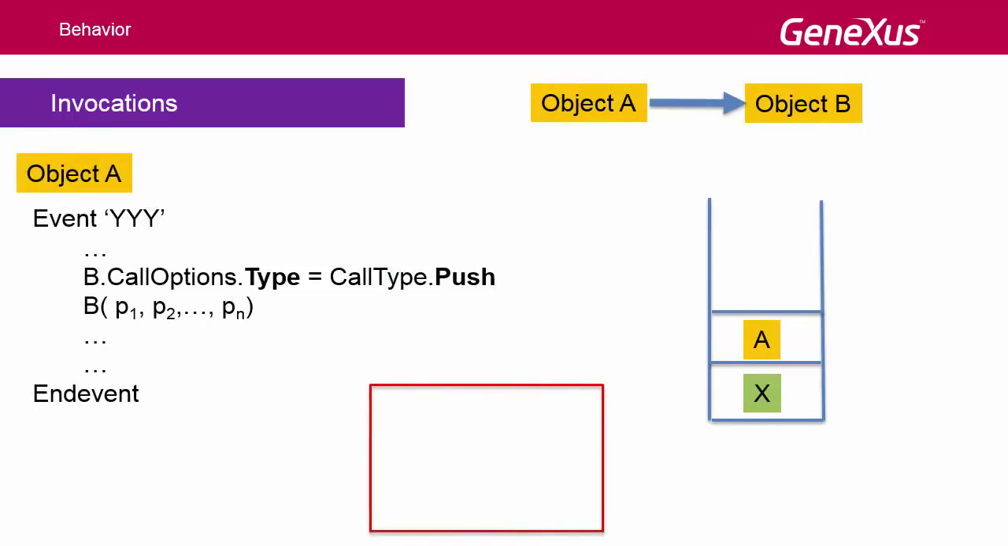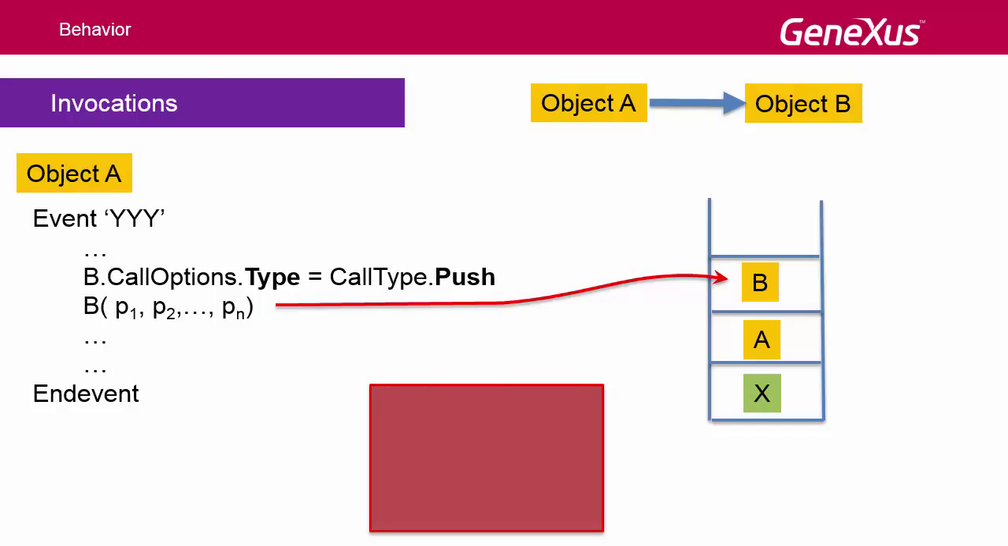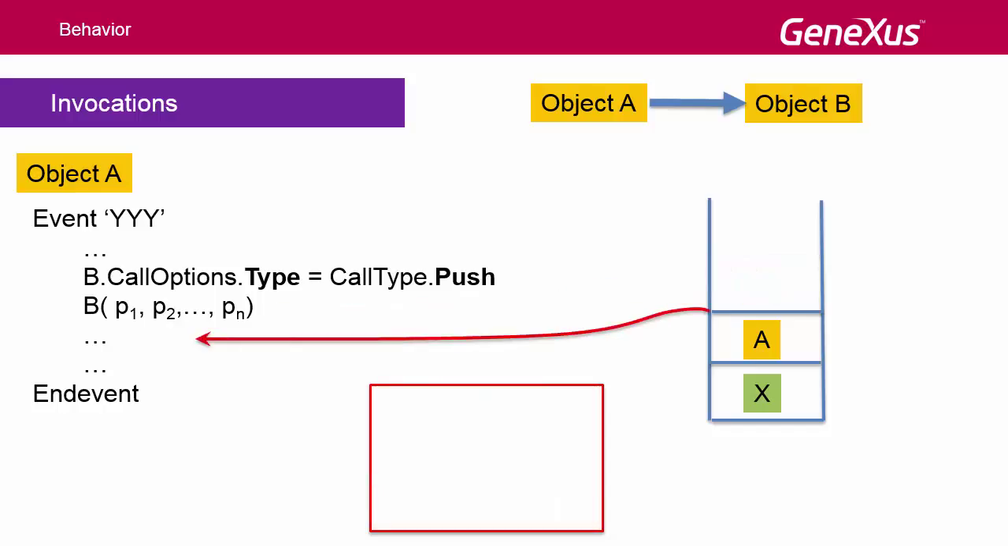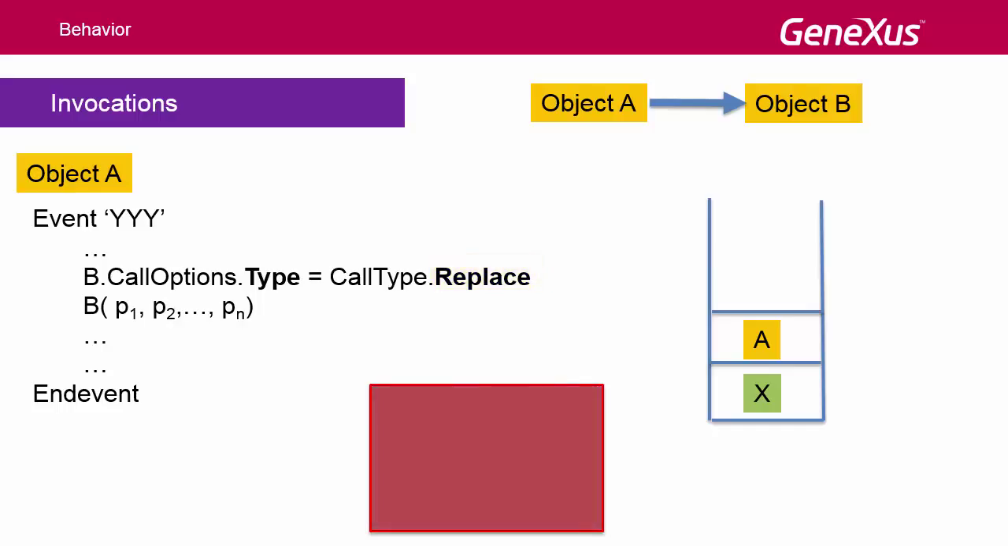Suppose that an object X called an object A. If now from A, in an event, we call an object B with the push call type, the object called is placed on top of the stack. Its screen is opened over the caller screen, taking exactly the same place. And to continue running, the caller waits for the execution of the called object B to end. In this way, it's deleted from the stack. If, however, from object A, we call object B with the replace call type, the called object will also be opened taking exactly the same screen area as the caller, but it will replace the caller object in the stack.